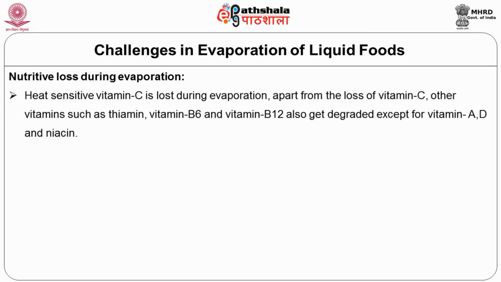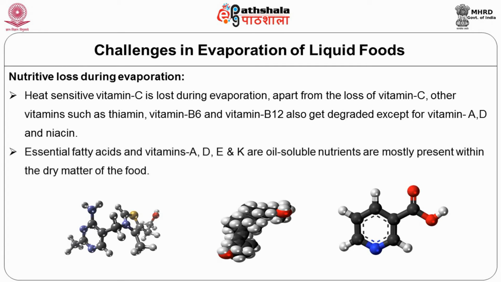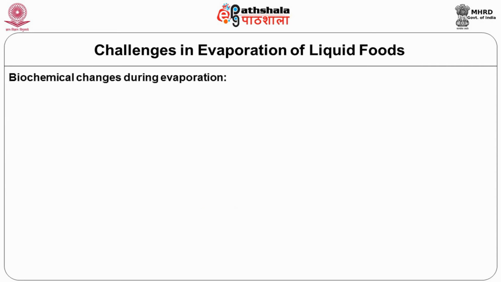Heat sensitive vitamin C is lost during evaporation. Apart from the loss of vitamin C, other vitamins such as thiamine, vitamin B6 and vitamin B12 also get degraded, except for vitamin A, D and niacin. Essential fatty acids and vitamins A, D, E and K, or oil soluble nutrients, are mostly present within the dry matter of the food. Then the biochemical changes during evaporation.